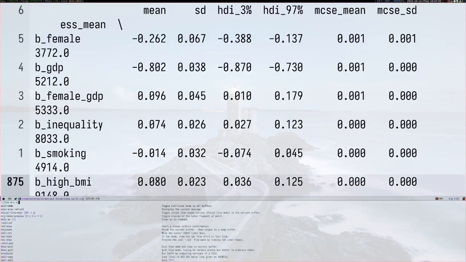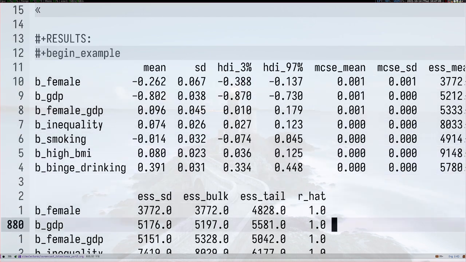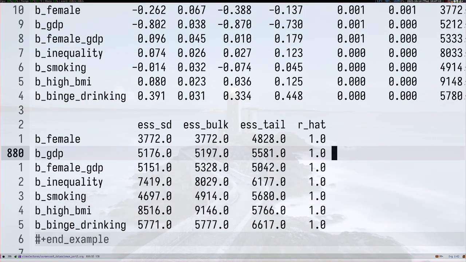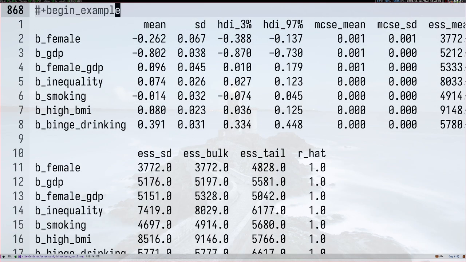let me do this slightly, so it's easier for us to see the actual table. So the first thing we're going to look at is R hat. And as you can see, all the R hats are close to 1, in this case, in fact, equal to 1. So that suggests that we can have some faith in the sampling process.